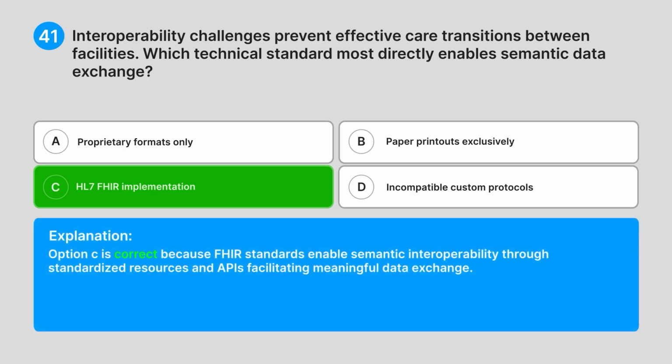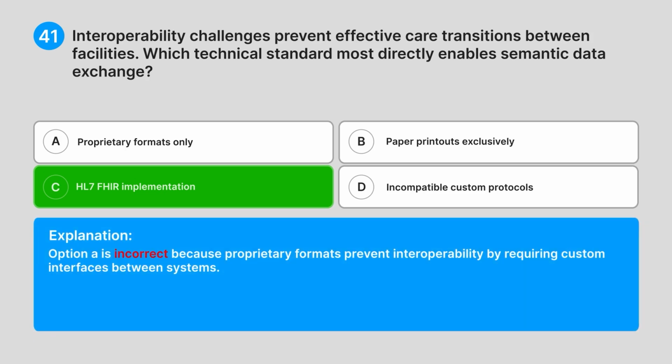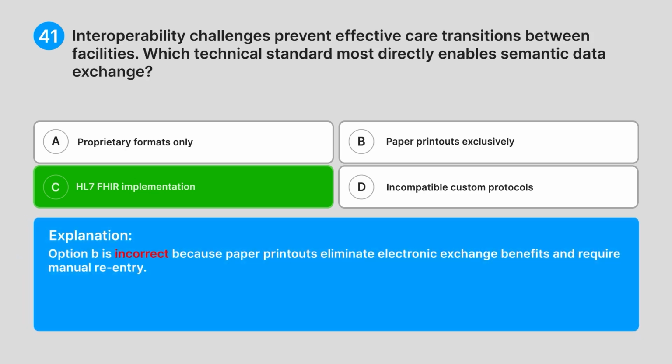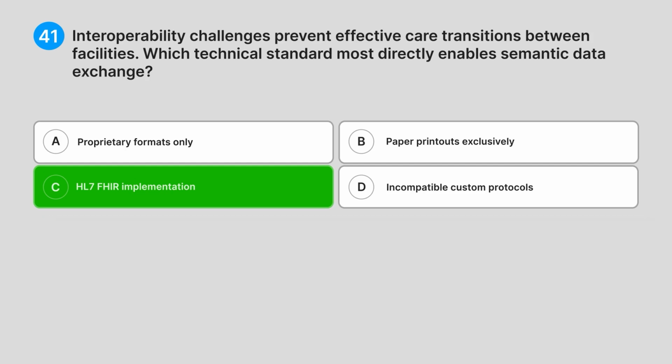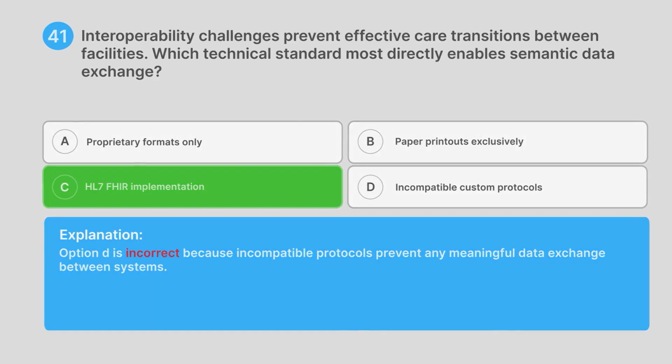Explanation. Option C is correct because FHIR standards enable semantic interoperability through standardized resources and APIs, facilitating meaningful data exchange. Option A is incorrect because proprietary formats prevent interoperability by requiring custom interfaces between systems. Option B is incorrect because paper printouts eliminate electronic exchange benefits and require manual re-entry. Option D is incorrect because incompatible protocols prevent any meaningful data exchange between systems.